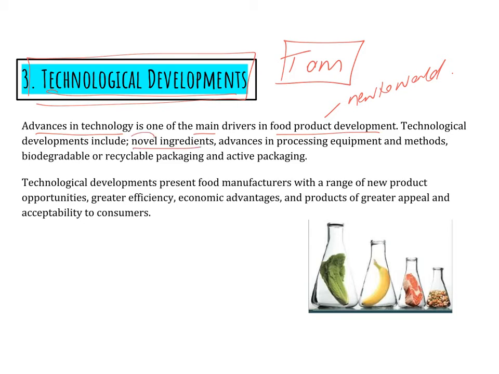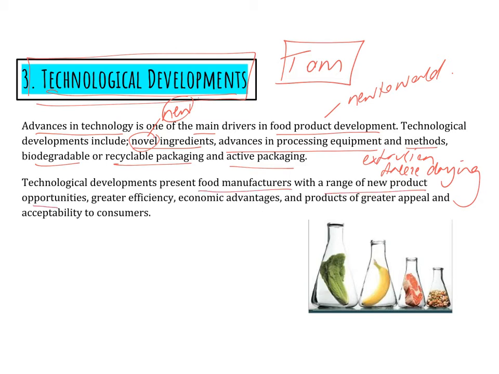Novel ingredients, so novel meaning new. Advances in processing equipment and methods, for example, extrusion technologies or freeze drying. Biodegradable or recyclable packaging, and also active packaging. Technological developments present food manufacturers with a range of new food product opportunities, as well as greater efficiency, so saving time, economic advantages, and products of greater appeal and acceptability to consumers.